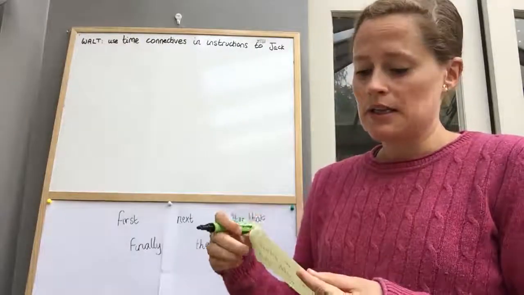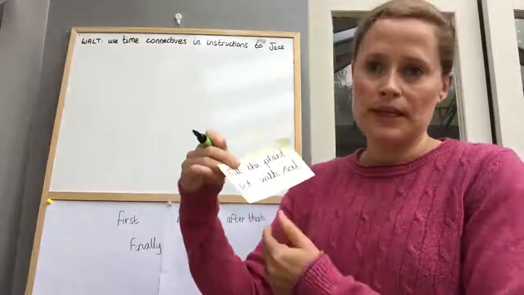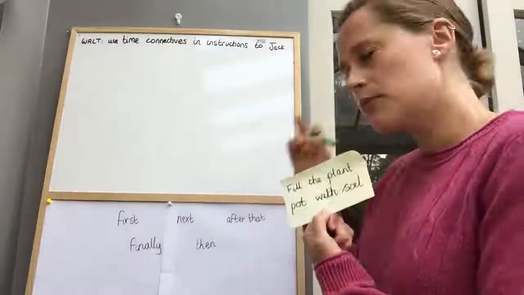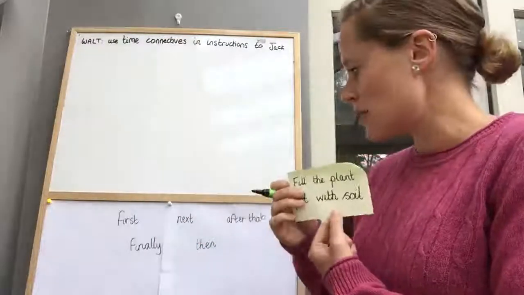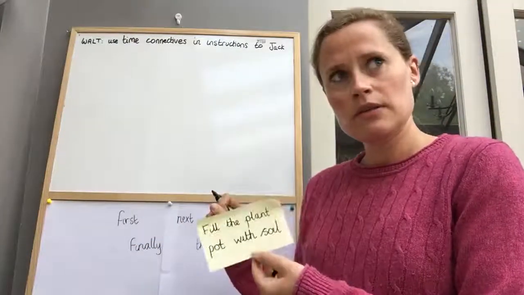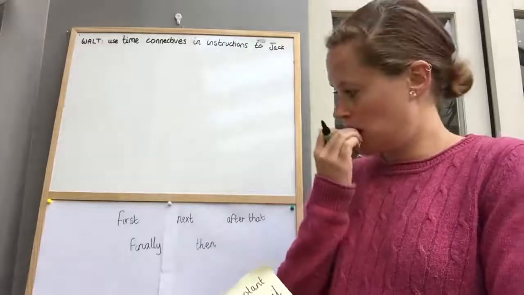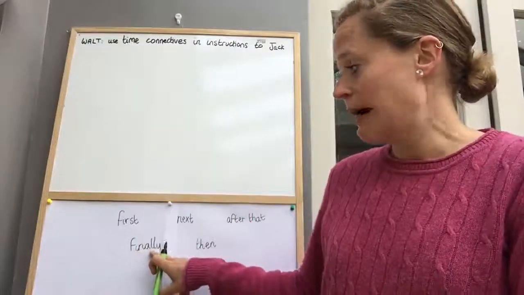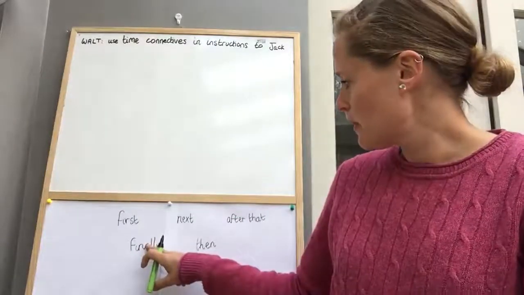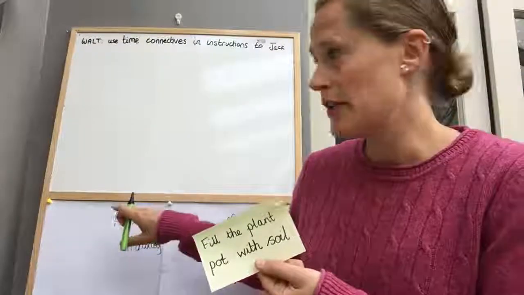So instead of just writing, fill the plant pot with soil, we need to use one of these time connective words. Which one would be the most appropriate for the beginning of our set of instructions? Would we start with finally? Finally, fill the plant pot with soil? No? Why not? Why does it not make sense to use finally? Yes, you're right. We just talked about how finally is something that happens at the end, so we need to save that one for later. We need something that shows that it's at the beginning. Which one could that be? First, okay.